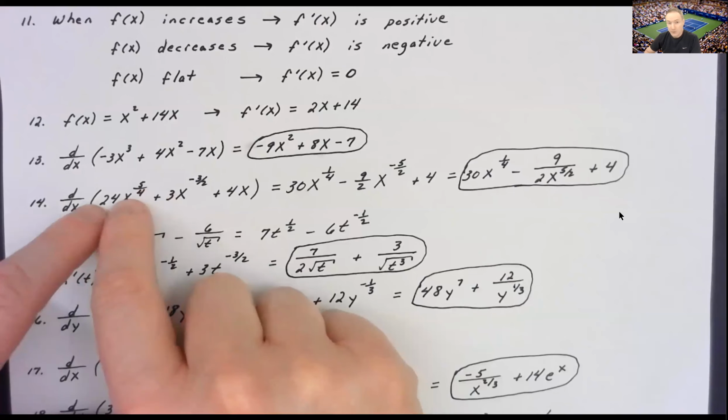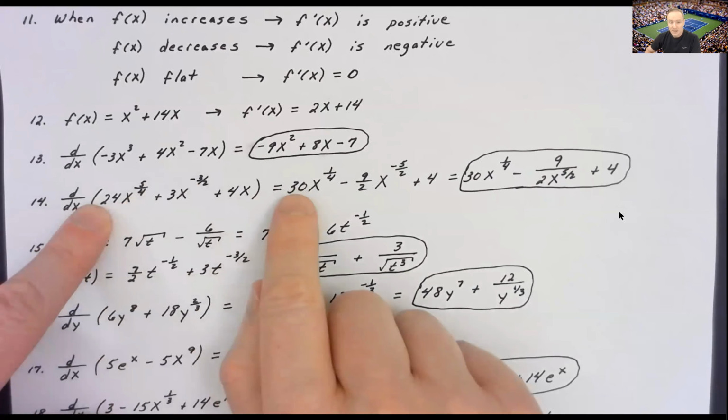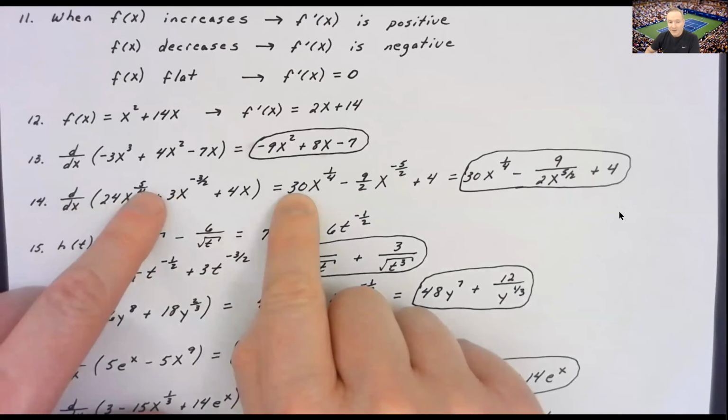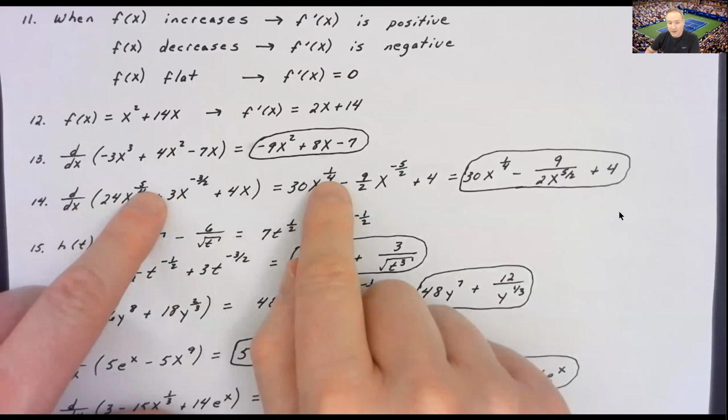I know 4 goes into 24 6 times. 6 times 5 is 30. I got a coefficient of 30. And then x to the 5/4 minus 1 power gave me the 1/4 power.